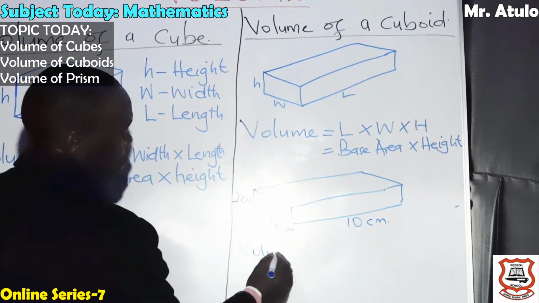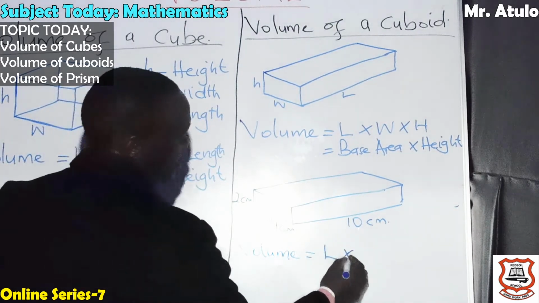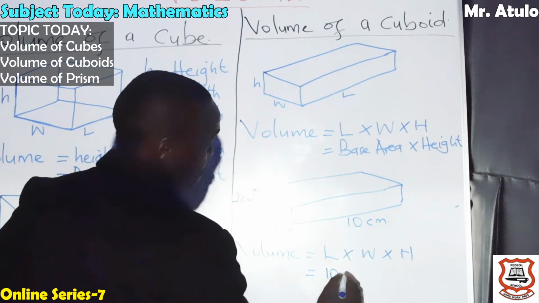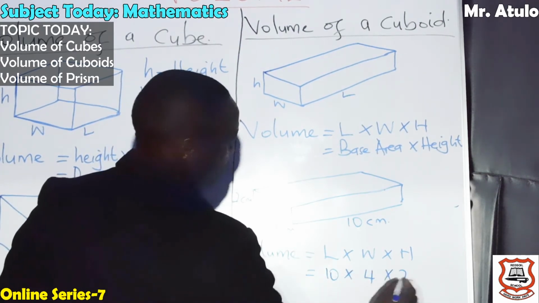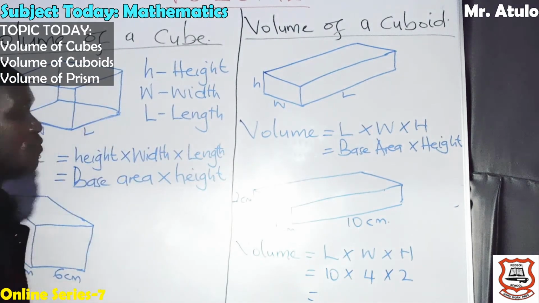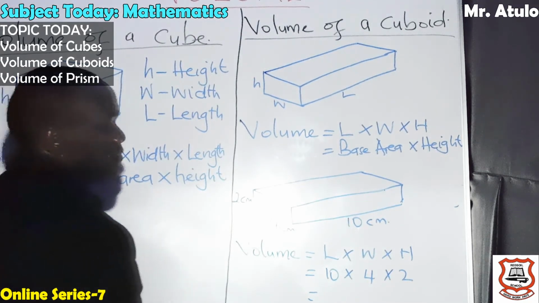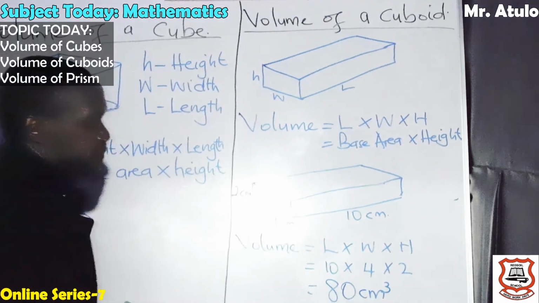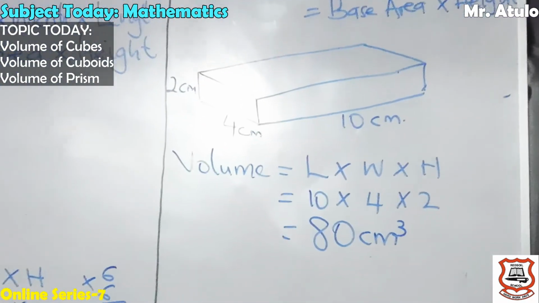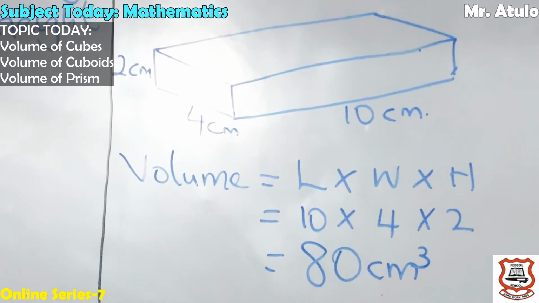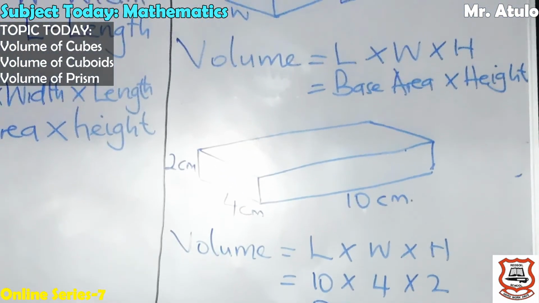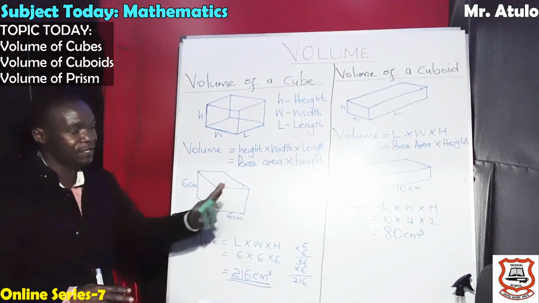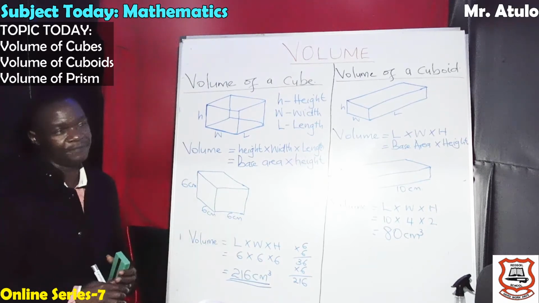Now, volume would be length times width times height, which is 10 times 4 times 2. And 10 times 4, of course, is 40, times 2, it's going to give you 80. So the answer is going to be 80 centimeters cubed. This is how simple it is to find the volume of a figure, and I believe you can do that wherever you are without much struggle, because it is very direct.